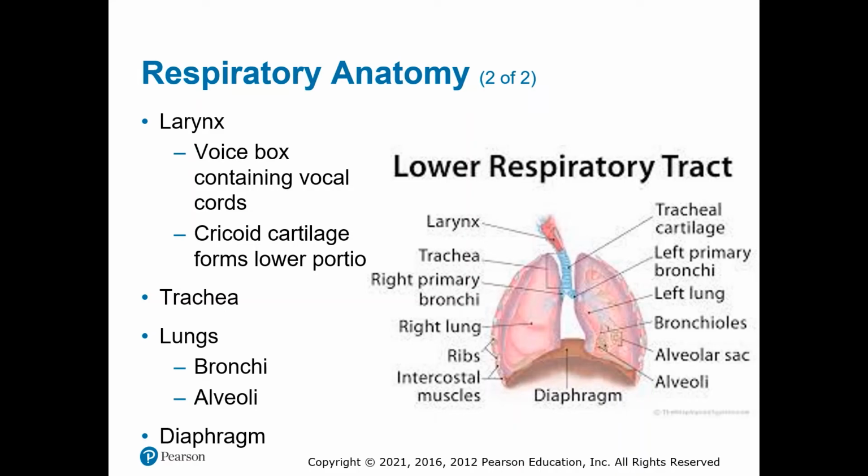Your larynx is where the voice box is. It has the vocal cords. It also has the cricoid cartilage that forms over the lower portion. You have your trachea, your lungs, your bronchi, and then again those alveoli, where the gas exchange occurs. This gas exchange is between oxygen and carbon dioxide. We bring in oxygen and we expel carbon dioxide. And then you have your diaphragm as well in the lower respiratory tract.